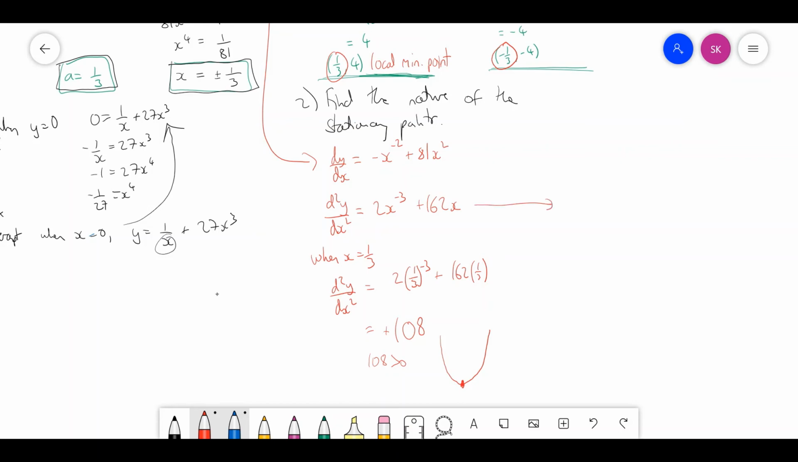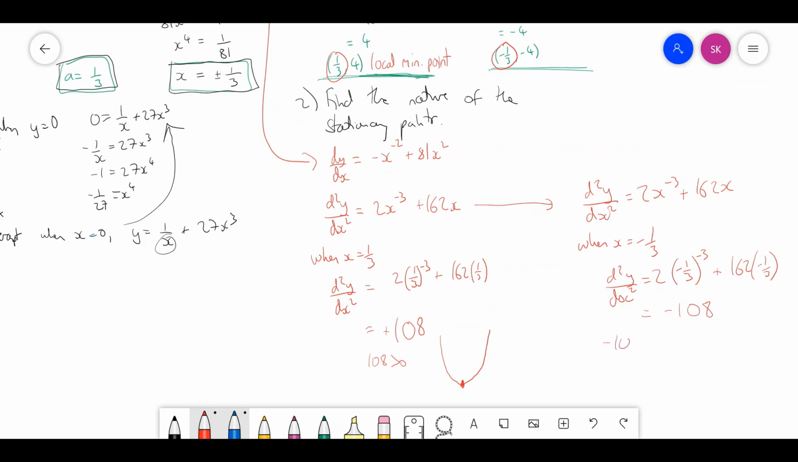So again, we're using the second derivative. We know that d2y by dx squared is equal to 2x to the negative 3 plus 162x. And so we're going to substitute this time x for negative 1/3. So let's write it nicely. When x is negative 1/3, d2y by dx squared equals 2 brackets negative 1/3 to the negative 3 plus 162 times negative 1/3. If you do all that into a calculator nicely, you get negative 108.